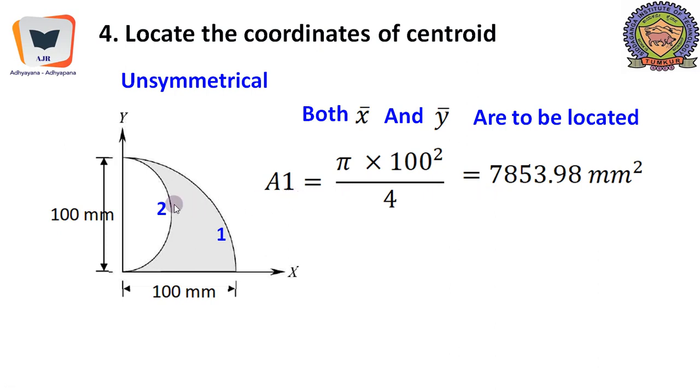Now, A1 is pi r square by 4. R is 100. So pi r square by 4, we have got this. Anyway, we could have reduced this 100 millimeter into 10 centimeter in both the cases, okay?